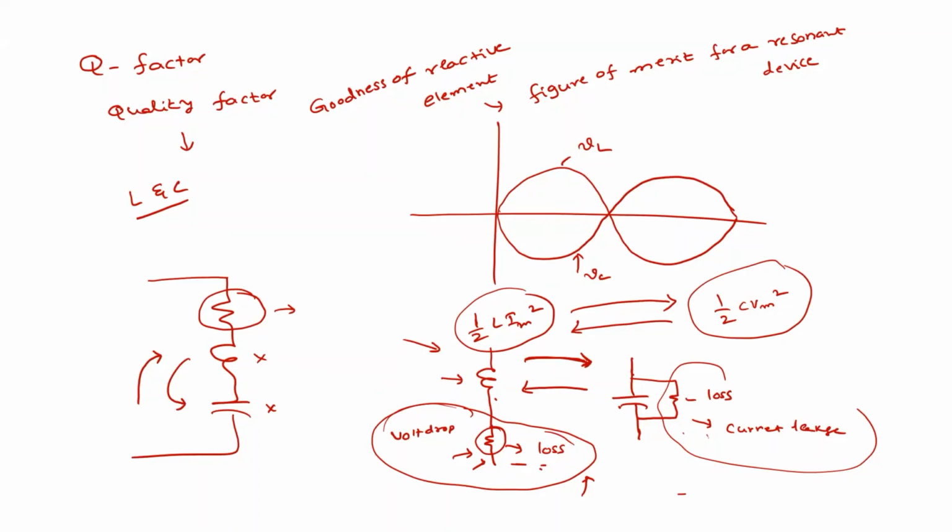Therefore, we can define the quality factor Q, or how good that reactance, capacitor or inductor is. It is 2 pi into the maximum energy stored in that particular reactive element, divided by the energy loss per cycle. This is the maximum energy stored.